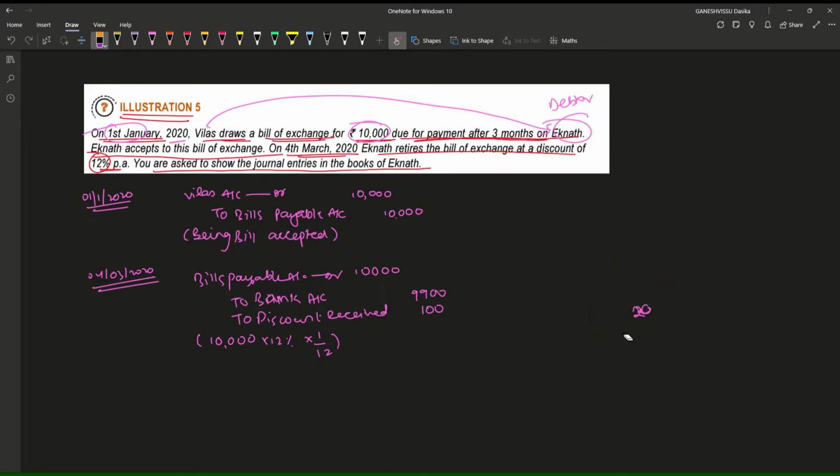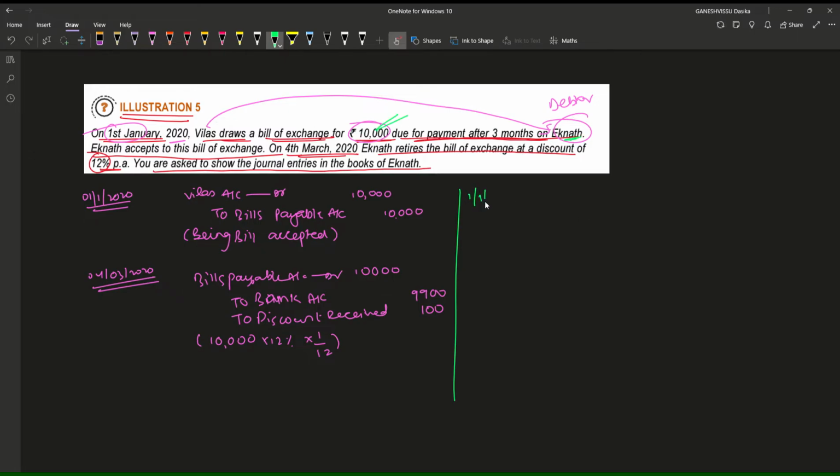And illustration number 6, when you see, is the same question. On 1st January 2020 we are going to have the journal entries in the books of Villas. The same thing is repeated here. Let us now have it in the books of Villas also. In the books of Villas, Villas draws the bills of exchange for 10,000 rupees on Eknath on 1st January 2020.